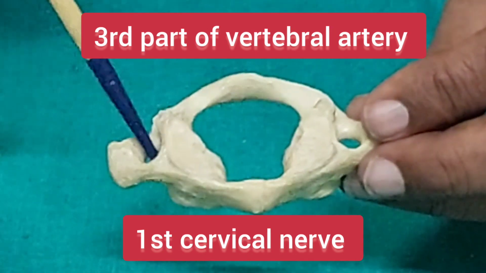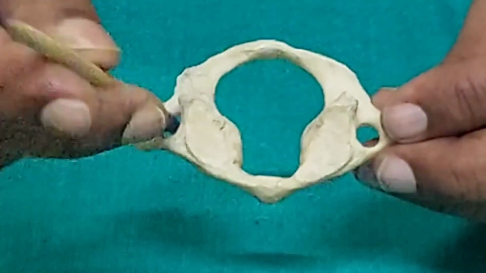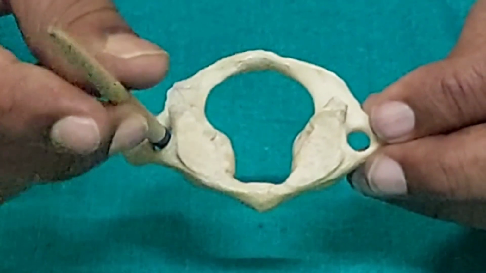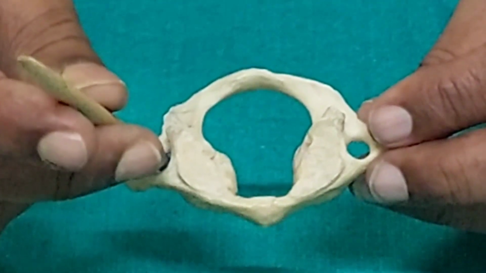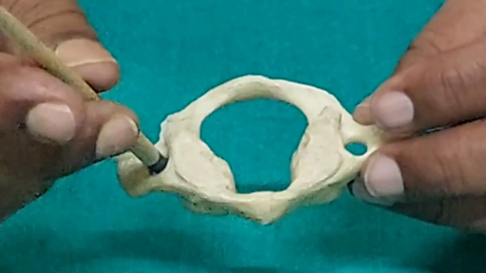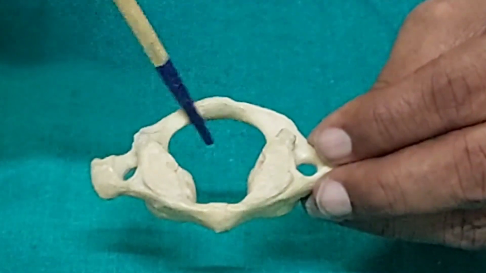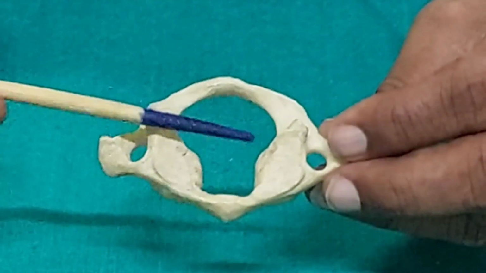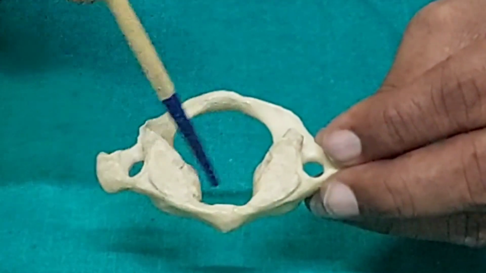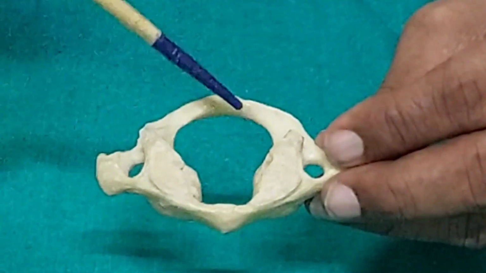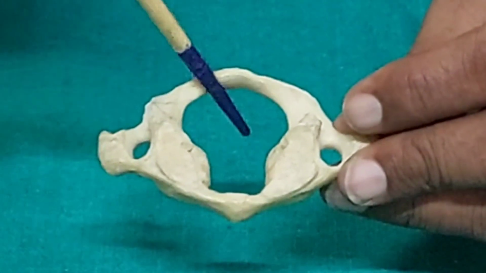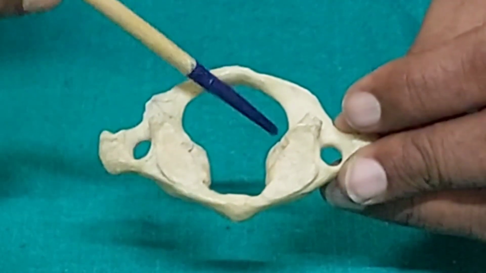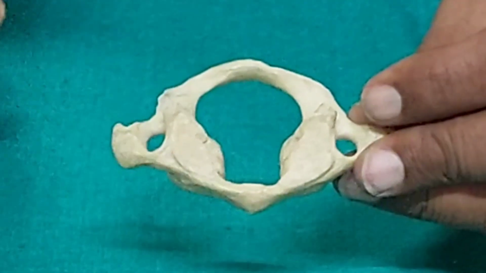A very common question asked: what are the structures passing through the foramen transversarium? The answer is very simple. The second part of the vertebral artery, the sympathetic nerve plexus around the artery, and the vertebral vein. And the structures passing through the large vertebral canal: anteriorly the dens and its associated ligaments, and posteriorly the spinal cord and its meninges, like dura mater, arachnoid mater and pia mater, then the anterior and posterior spinal arteries.